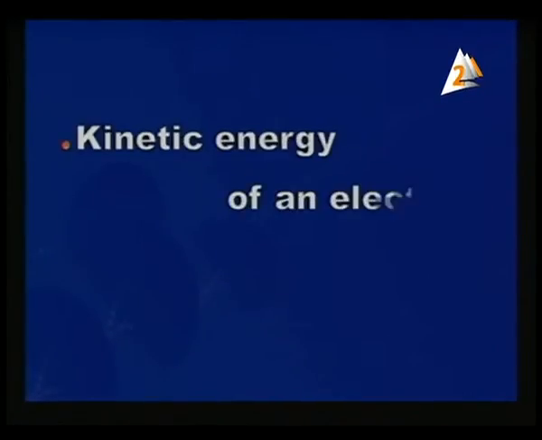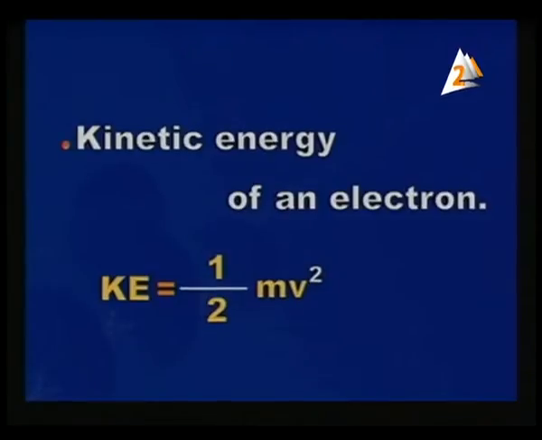And what about the kinetic energy of an electron? It is half mv squared, where m is the mass of the electron and v is its velocity.